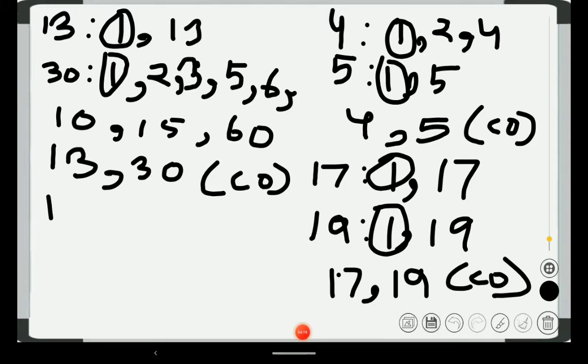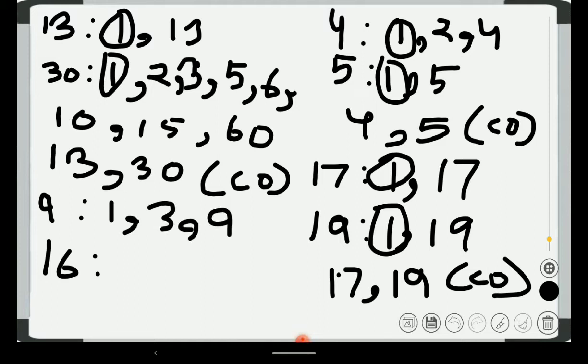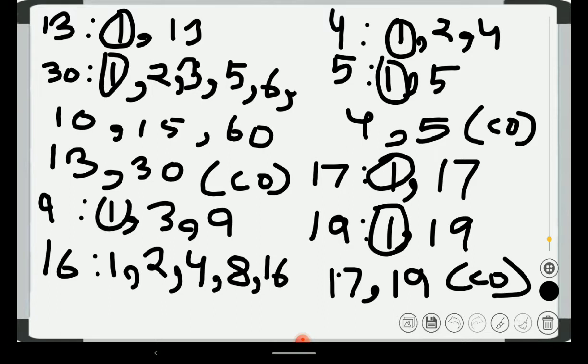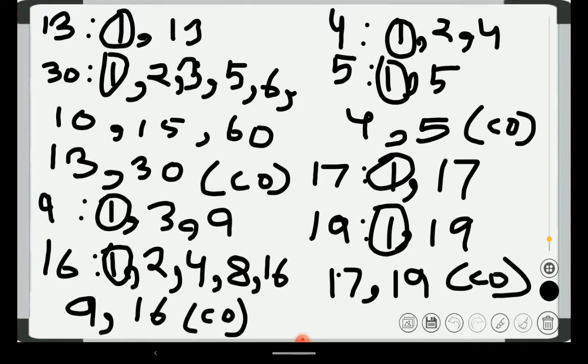Now the next example, 9 and 16. Let's list out the factors of 9 and 16. The factors of 9 are 1, 3 and 9. And the factors of 16 are 1, 2, 4, 8 and 16. As you can see, only 1 is the common factor here. So 9 and 16 are coprimes. For your better understanding, you can take a screenshot of this also.